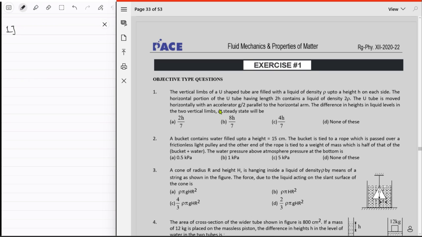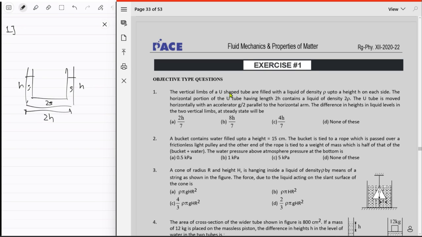The horizontal portion of the U-tube. What horizontal portion? What do you mean by that? Having length 2h contains a liquid of density 2 rho. Okay, I think I know what they're talking about. So it's not exactly a U-tube, it's more like this. So this is h and this is h, and this is rho, and this is 2 rho, and this complete thing is 2h.